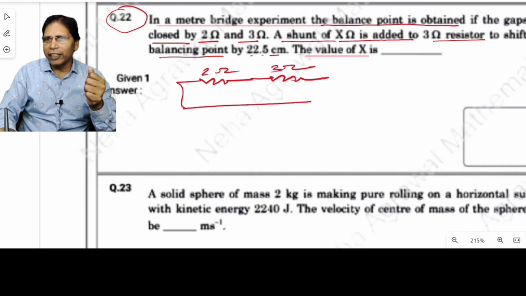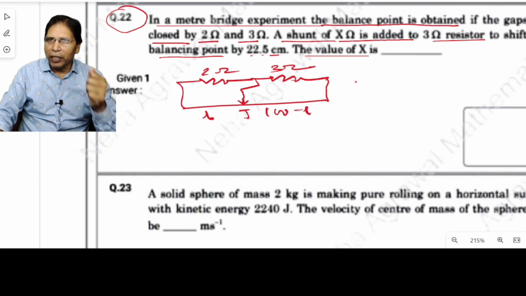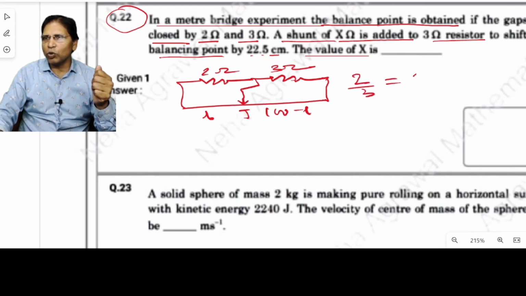Now look at this is the meter bridge wire. Okay, now balance point is obtained here, suppose this point. Suppose this length is L and this is 100 minus L. Now from the principle of meter bridge, this is 2 by 3 equals L divided by 100 minus L. So 3L equal to 200 minus 2L. So 5L equal to 200.